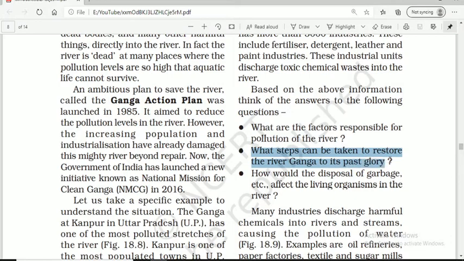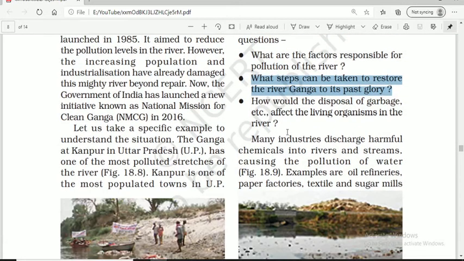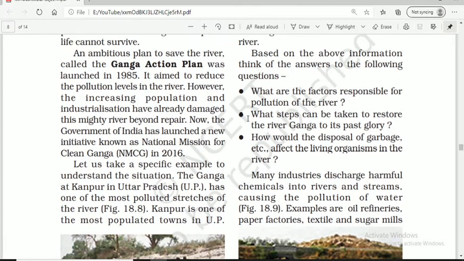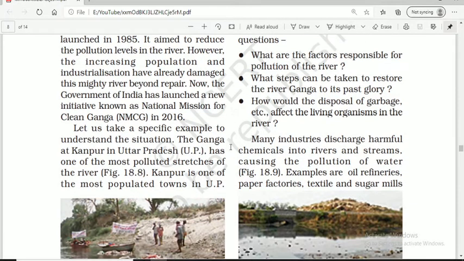What steps can be taken to restore the Ganga to its past glory? So there is a Ganga Action Plan made, and there is also the National Mission for Clean Ganga. For its past glory, you have to say that we must not throw these things into the river.